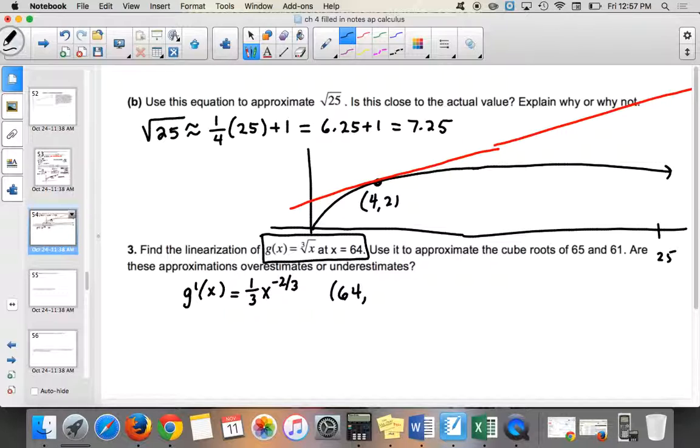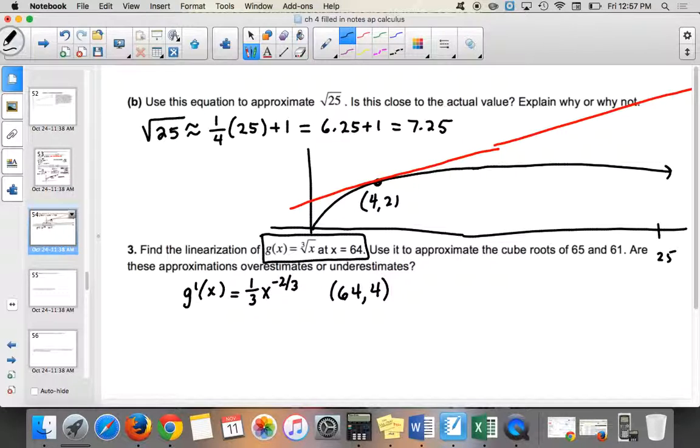Plug in 64 into the cube root of x function. The cube root of 64 is 4. That's where we're getting it from.